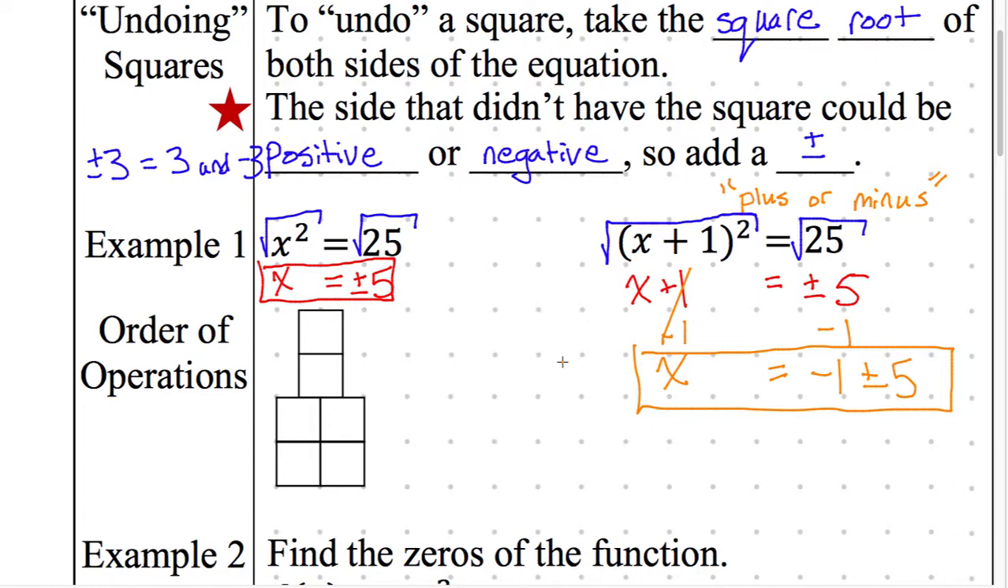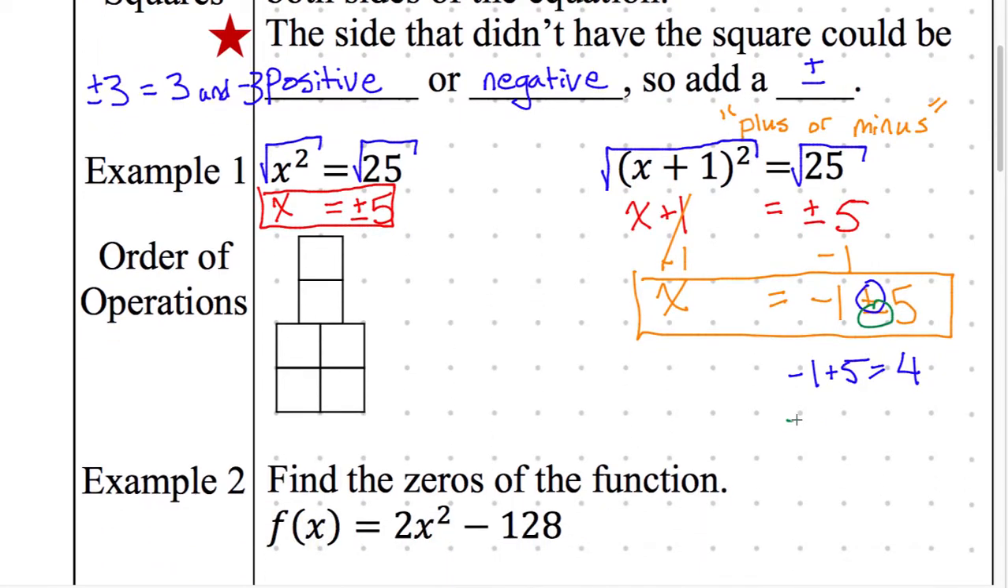Question? Yeah, so you can do it a few different ways. If I choose the plus, that's going to be -1 plus 5, which is 4. And if I choose the minus sign, -1 minus 5, that's the same thing as adding a -5, and that's going to be a -6. So this is really saying my answers are 4 and -6.